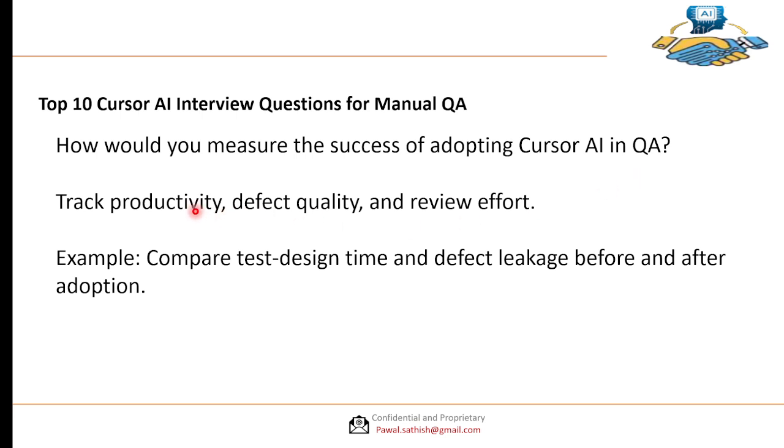To measure the success of Cursor AI in QA, we'll track productivity, defect quality, and review effort. We'll compare the test design time, defect logging, and leakage before and after the adoption of Cursor. Definitely it increases productivity by 40 to 50%. If you have not visited my earlier lecture, visit it, where I have mentioned how as a manual QA we can increase our productivity.